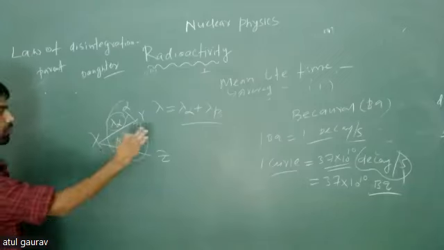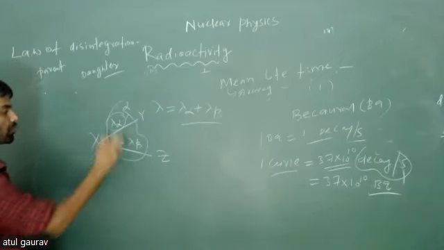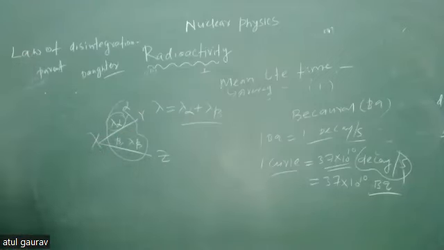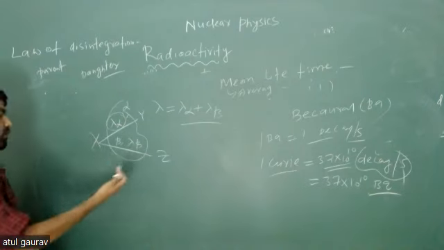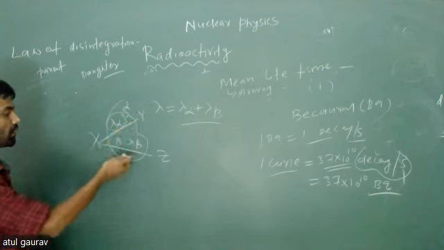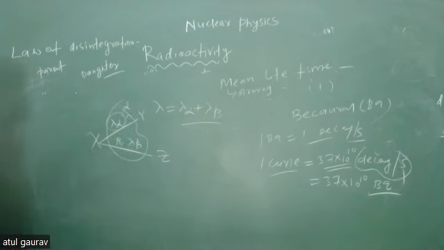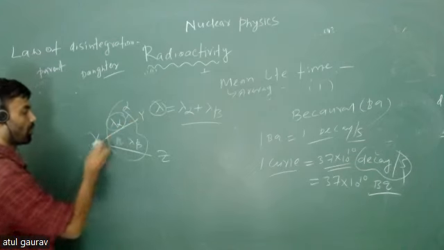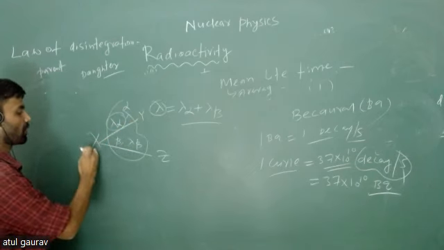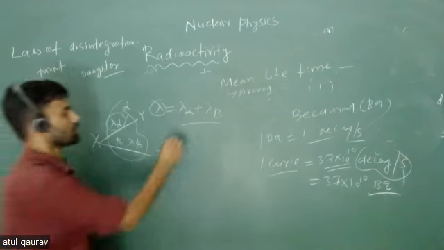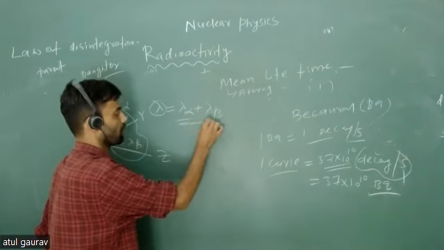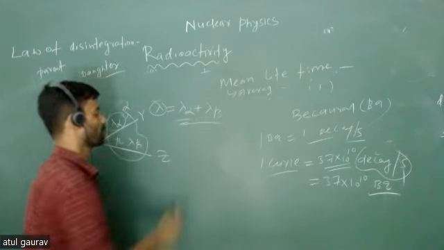X, the parent, is going to daughter by two processes. In most cases it happens by a single process, but in some nuclei it happens by many processes, like alpha decay and beta decay. So if something is happening like this, then for the total decay constant of the decay from the parent to daughter, you have to consider the sum of the decay constant of the alpha particle and of the beta particle.